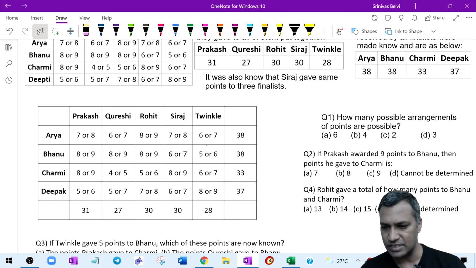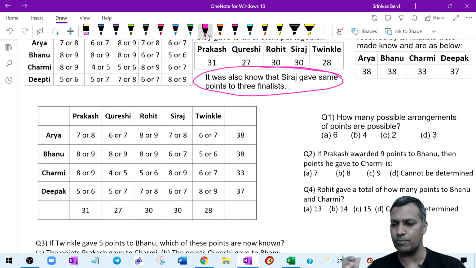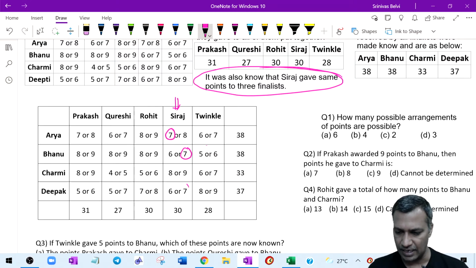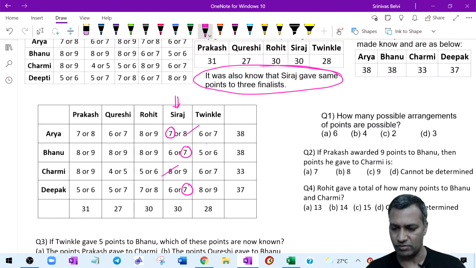And this statement is the opening sentence: it was also known that Siraj gave the same points to three finalists. Good. I will go to Siraj first. Siraj gave three finalists the same points. The only number that is possible is 7, 7 and 7, because there is no other number. If you look at 8, there are only two instances of 8. There are no three instances. If I look at 6, there are only two instances of 6. If I look at 9, there is only one instance of 9.